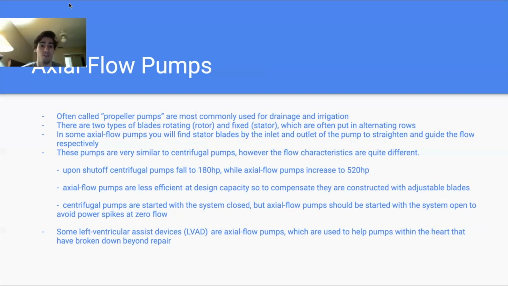Some left ventricle assist devices are axial flow pumps, which are inside the heart. They're used to help pump blood within the broken pumps that are beyond repair.